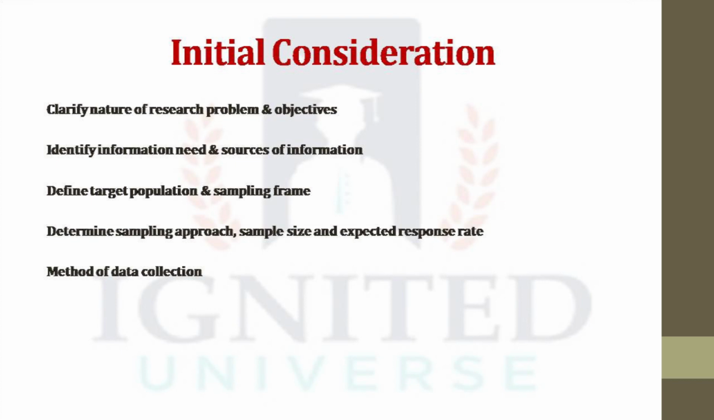The focus of this step is basically that by this stage we should have the clarification of research problem and objectives. We should be able to identify information needed and sources of information. We should be able to define the target population and sampling frame. Then we should determine the sampling approach, sample size, and expected response rate, and also the method of data collection. Basically, the first step in the questionnaire is to specify all these points.